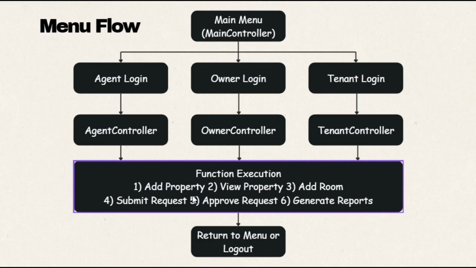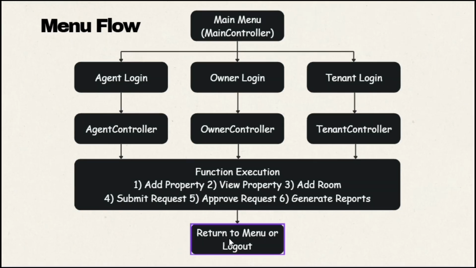After the function completes, the controller returns to the top of the loop, redisplays the menu, and waits for the next choice. When the user selects logout from any role menu, the controller breaks out of its loop and returns control to the main controller. The main controller then redisplays the main menu, allowing the user to log in as a different role or exit the program.